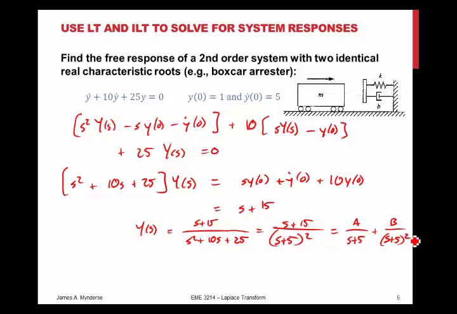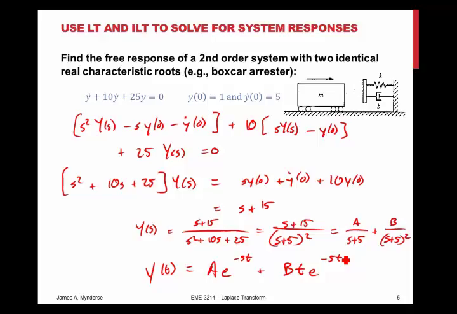Look it up in your tables. You'll see that it's very similar again. So if you solve for A and B, you should get 1 and 10. So we're going to get A e to the negative 5t, which is just like what we'd expect normally, plus, and now our B term, we're going to get t e to the negative 5t. And that's off our tables. That's because we've got a squared term there.